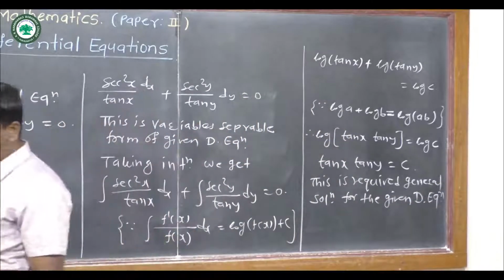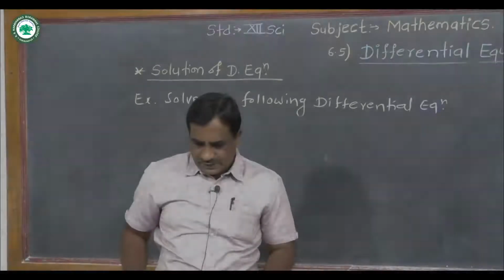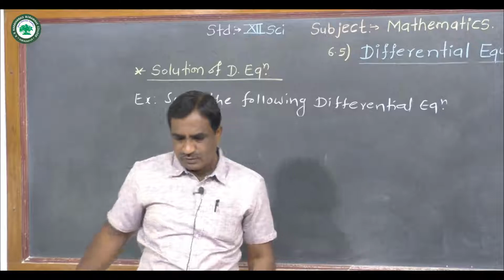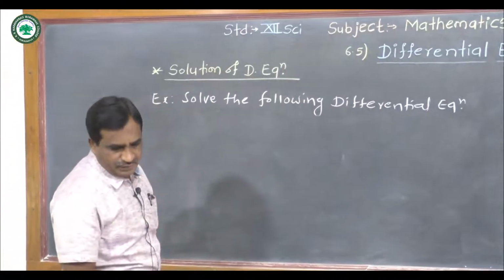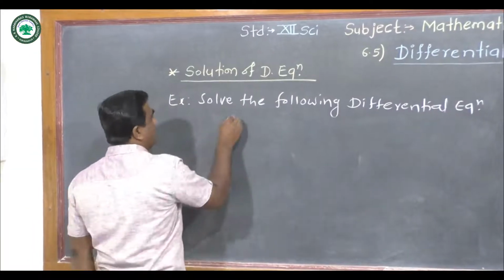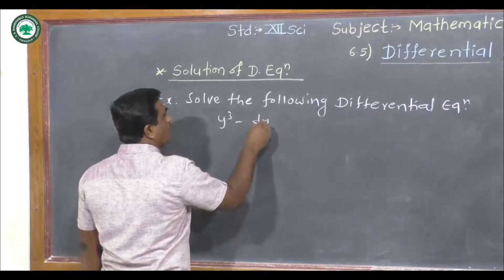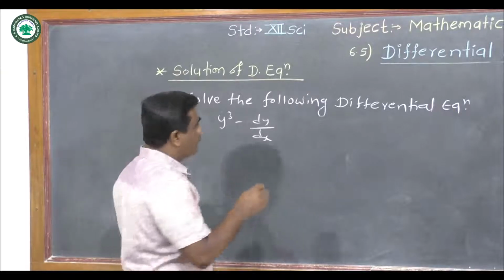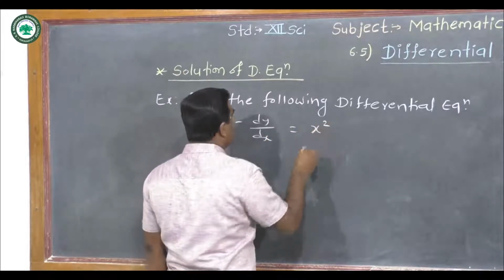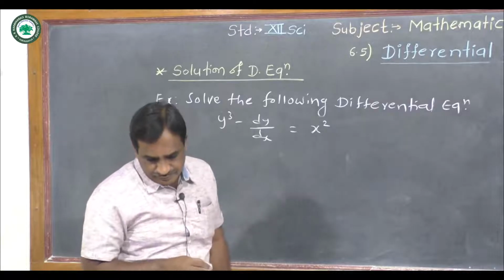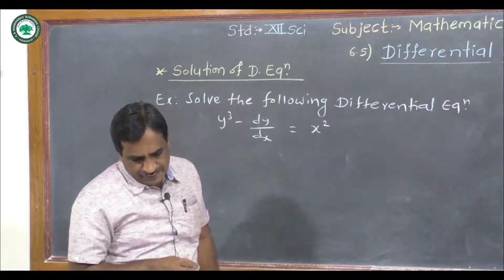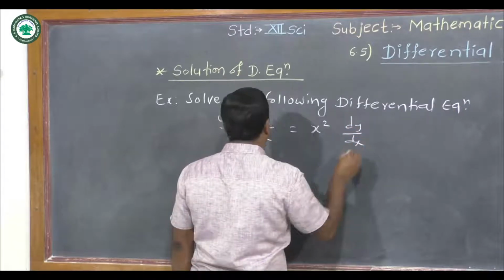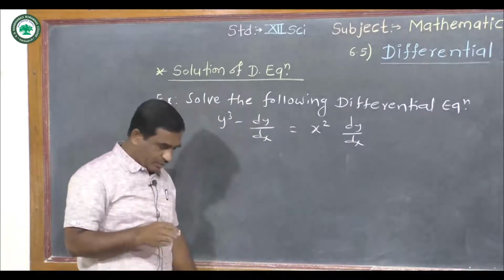Okay, now we see the next example. Our next example is: solve the following differential equation. y cube minus dy by dx is equal to x square into dy by dx. Okay, now we see the answer for this.